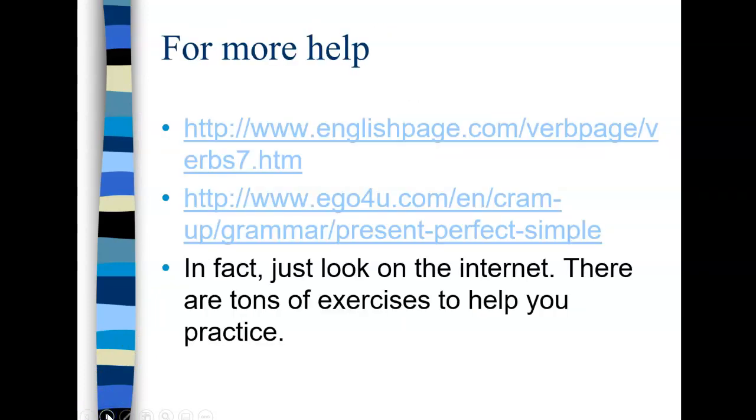There are tons of exercises. Here are a couple of links, but I can give you some exercises as well. This definitely will be on our grammar test at the end of the semester. And if you have any questions, you can do the exercises in your book again, or you can come and see me and I can give you some exercises.